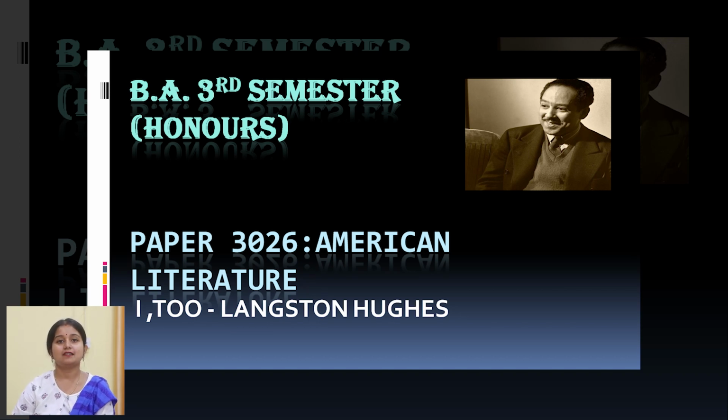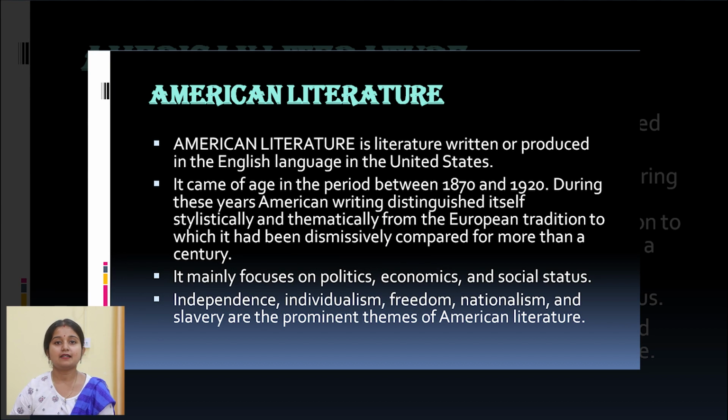I will be teaching a poem today that is prescribed for the third semester students from the paper American Literature. So before we go to the poem, let us know about what is American literature. American literature is literature written or produced in the English language in the United States. It came of age in the period between 1870 and 1920.